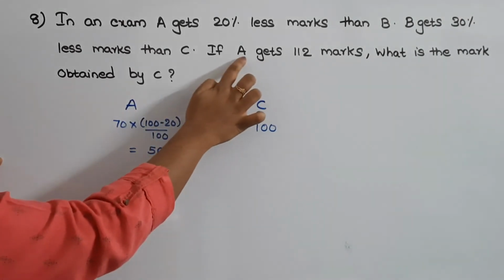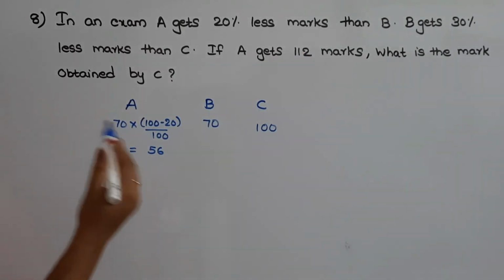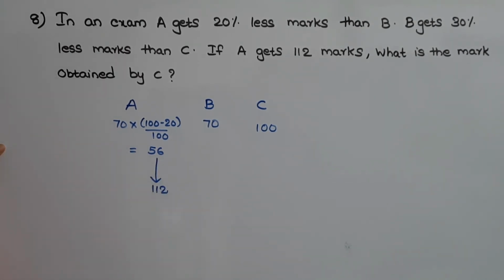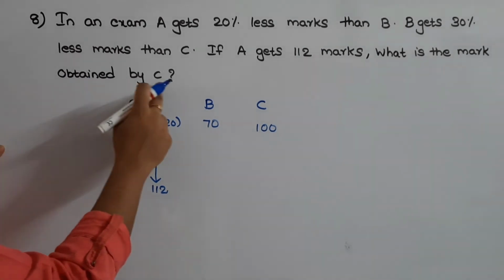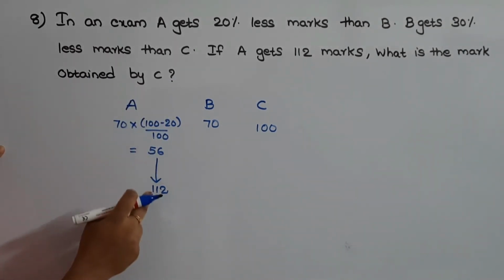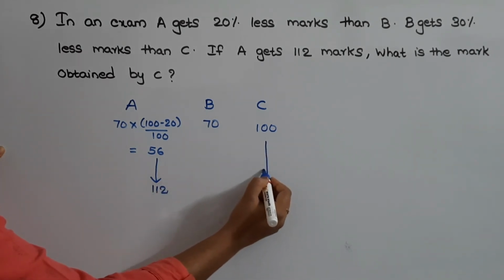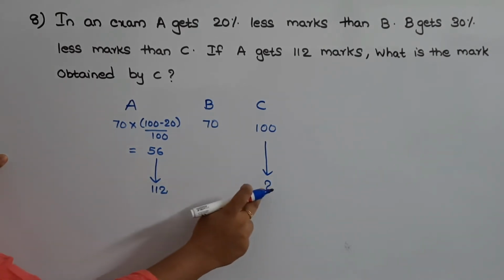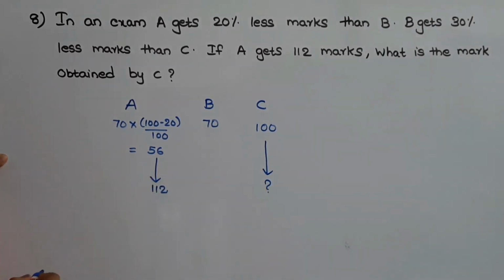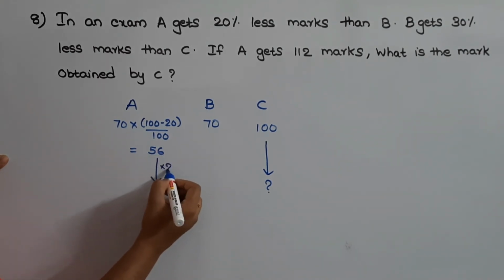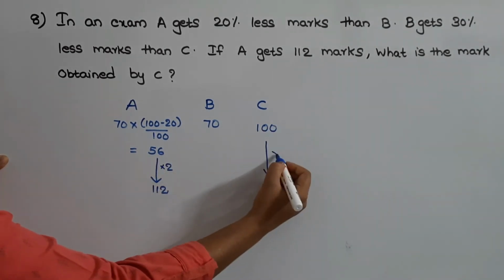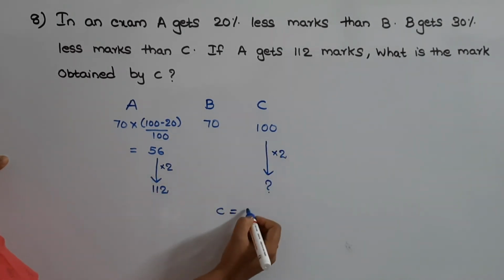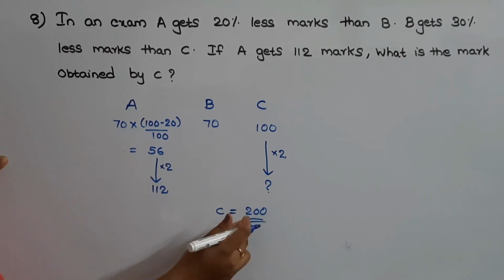But in the question they are telling that A gets 112 marks, which means we can represent this 56 as 112. Then we need to find out the marks obtained by C. So if 56 can be written as 112, how can we write this 100? On finding this value, we will get the marks of C. We can find this by cross multiplying, or 56 into 2 is 112. So if you multiply this 100 by 2, you will get this value. So the mark of C will be equal to 100 into 2, that is 200 marks. Okay, so this is the answer.